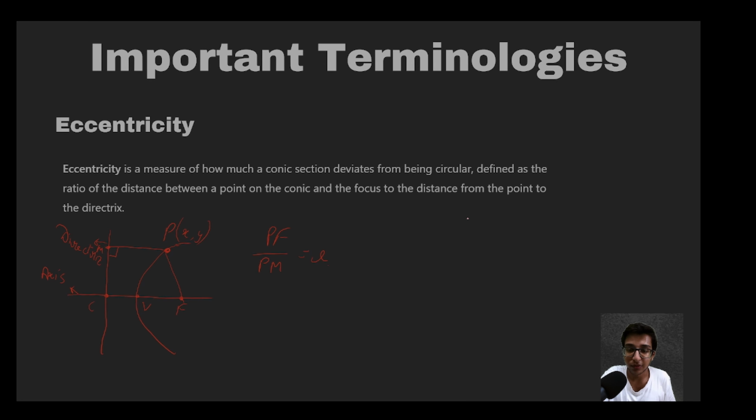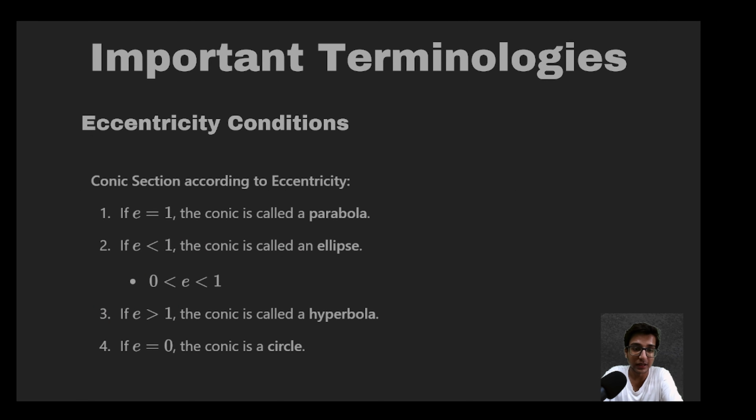So for example, for a parabola, eccentricity is equal to 1. That is why PF would be equal to PM. For ellipse and hyperbola also, let's look at those conditions. So if E is equal to 1, the conic is called a parabola. E is less than 1. Now of course E cannot be negative, so it has to be greater than 0.